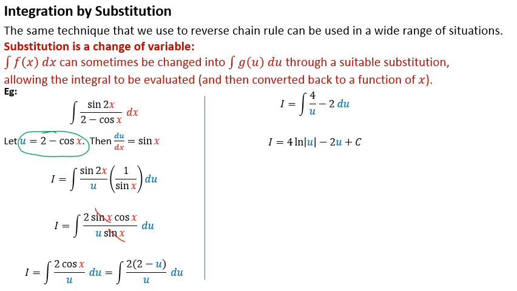Once you've managed to find an appropriate substitution and things cancel out and leave you with a relatively nice-looking integral, like ours, 4 over u minus 2, it's a delight because every single bit of it is something we can integrate directly in a single line. Once you've got that, you perform the integration, don't forget the plus c, and then finally at the very end, you go back and you replace every instance of u with the appropriate function of x.